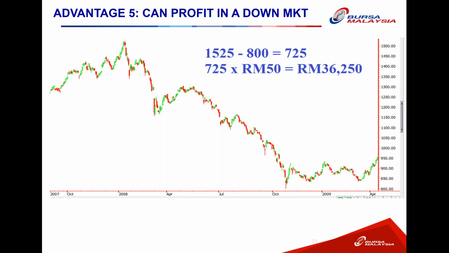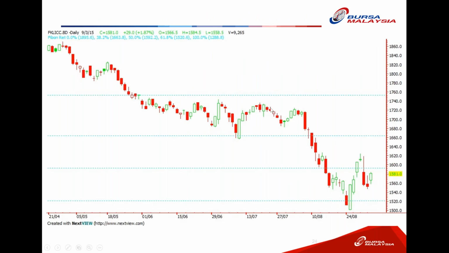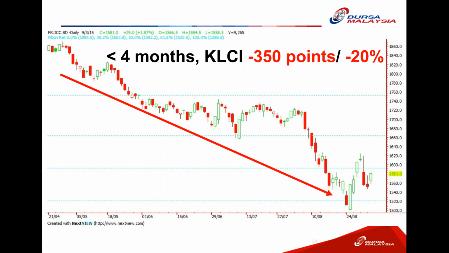Now, for example, in 2015, you can see that since May, the market moved in only one direction. It's very obvious. And you can see that in less than four months, our KLCI actually dropped 350 points. You can check back. This actually happened in Malaysia.